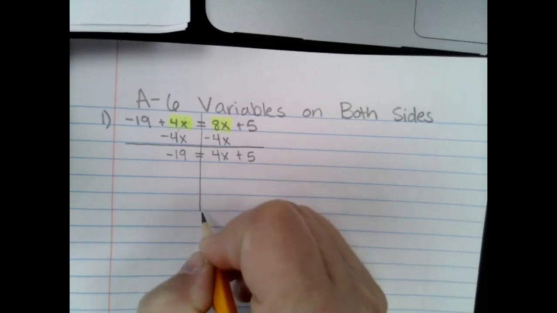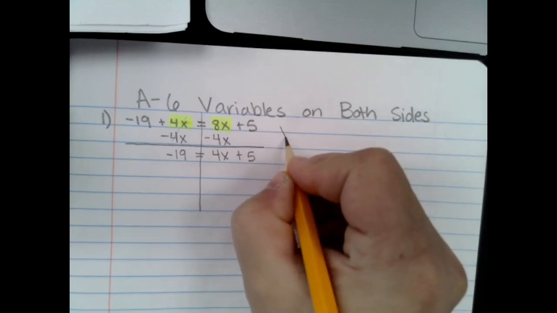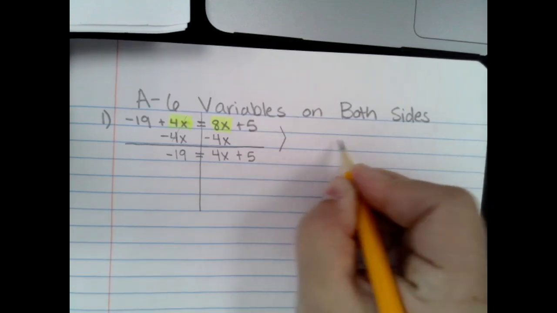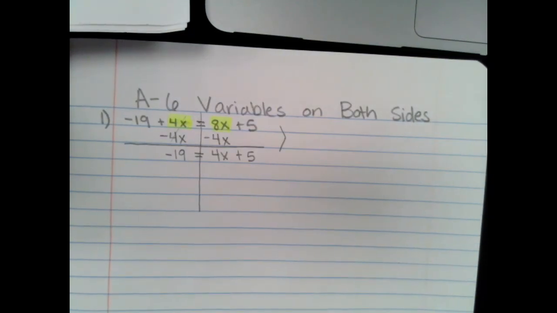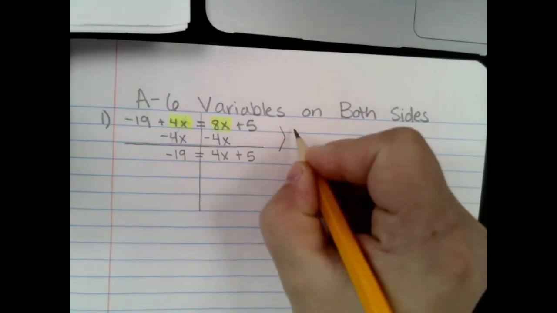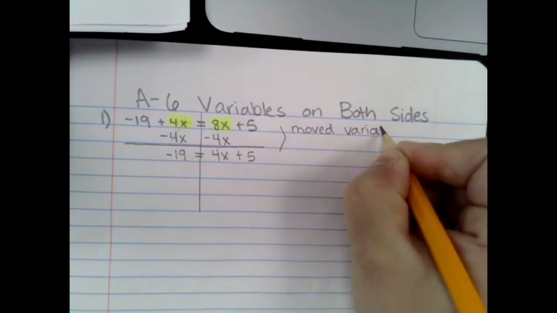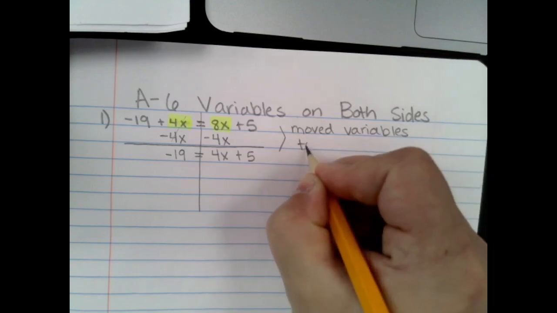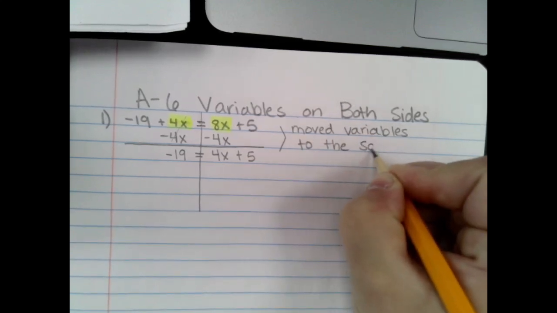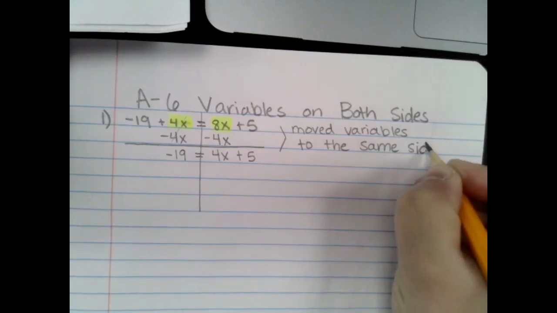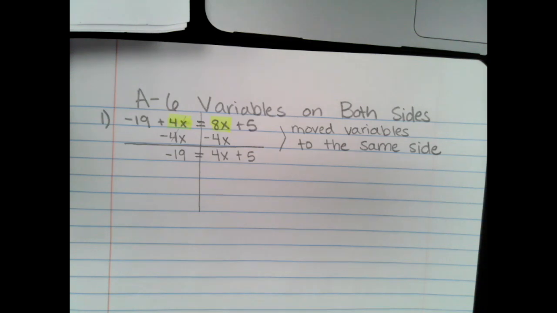In this first step, if you want to write a little note to yourself, because some of us when we look back at our math, we're like, oh, cool, we did math. How did we do it? I don't know. So if you want to write a step here, what we did was we moved variables to the same side. That's the only really big difference today, is that we have to move them so they're together.